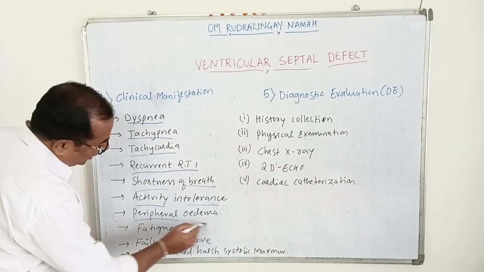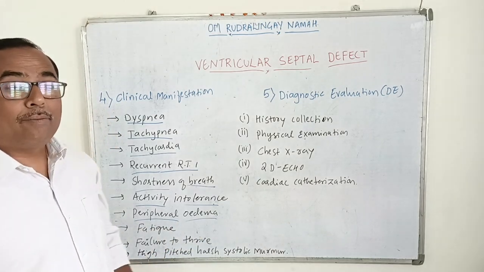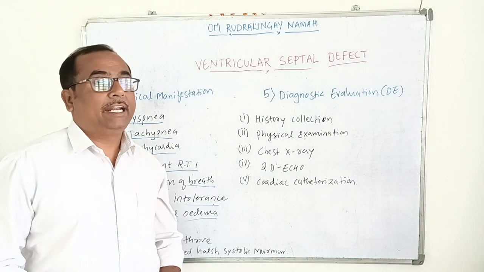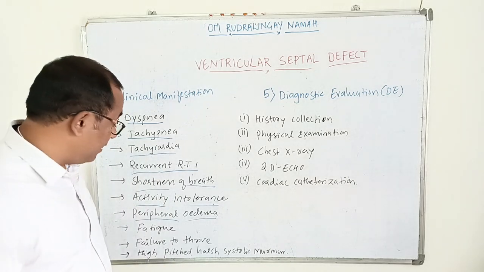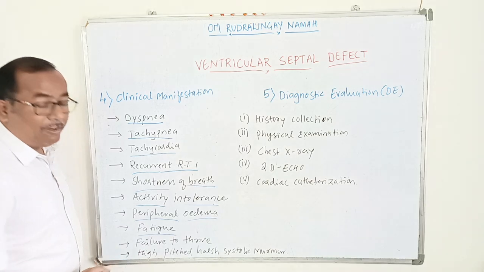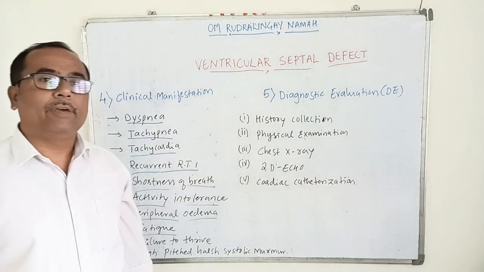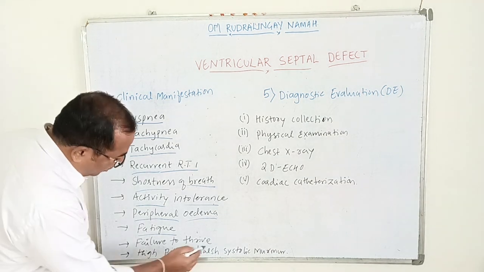Next one is peripheral edema. Peripheral edema is because of backflow of blood from the right atrium to the superior vena cava and inferior vena cava. So there will be peripheral edema. And next one is fatigue. Fatigue is again because of decreased peripheral tissue perfusion.